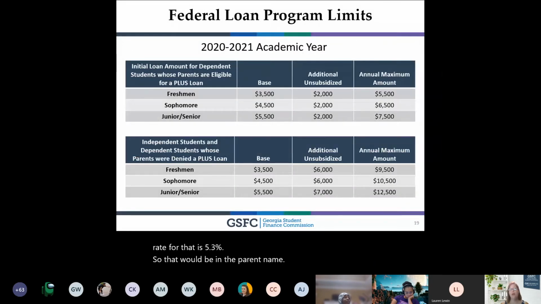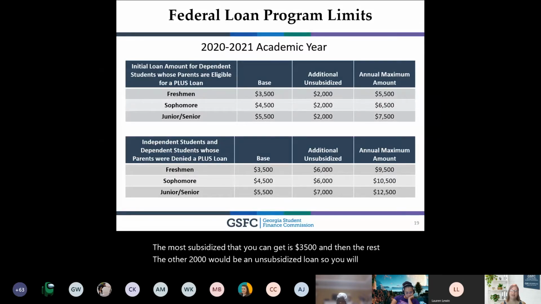Students, you do have loan limits. So as a freshman, the most that you can get is $5,500. The most subsidized that you can get is $3,500. And then the rest, the other $2,000, would be an unsubsidized loan. So you will be offered it. You don't have to take any of it. In fact, you could take just some of it.